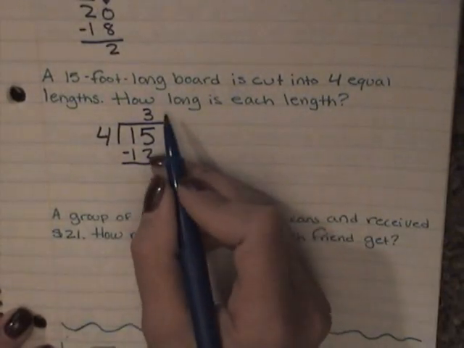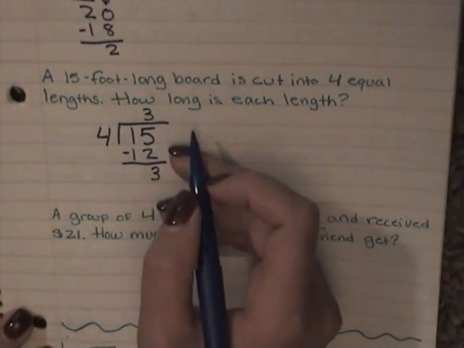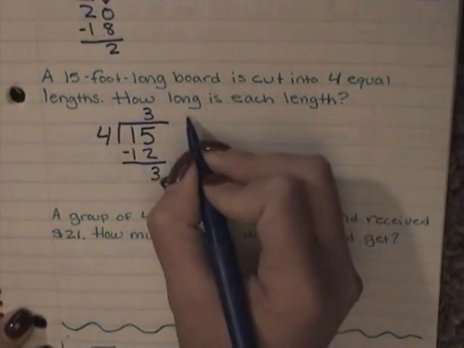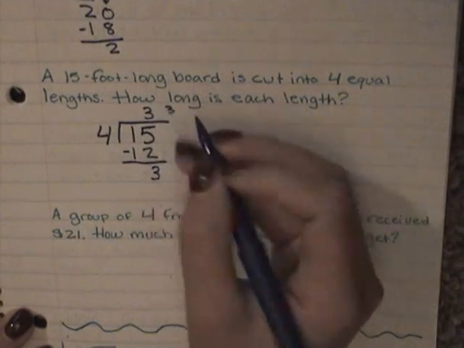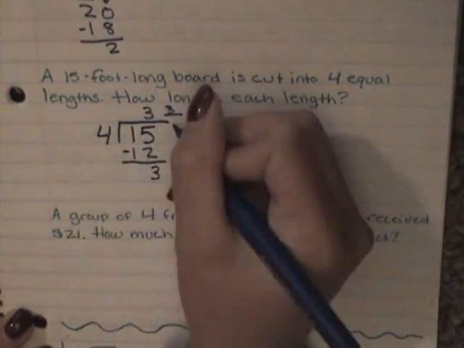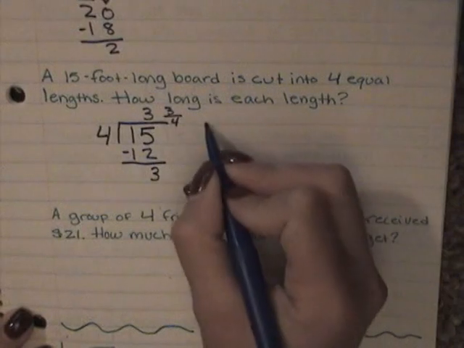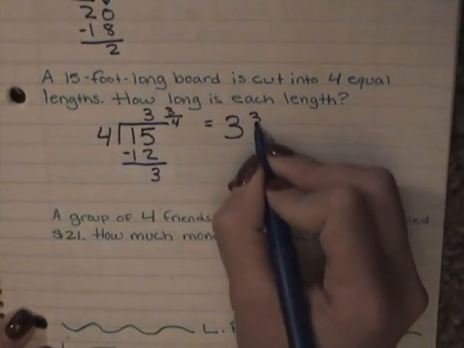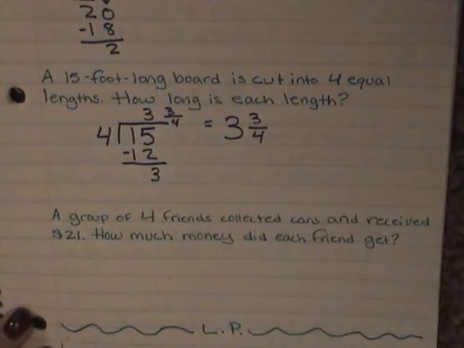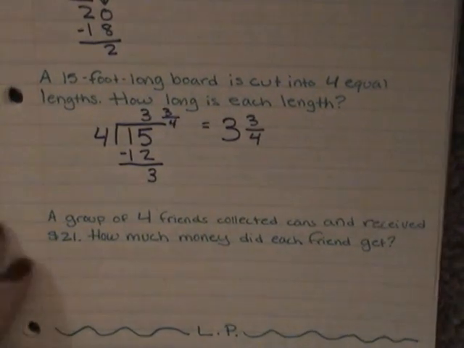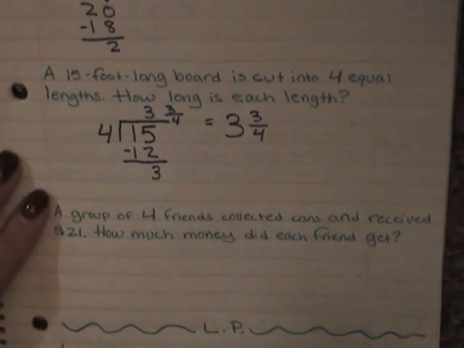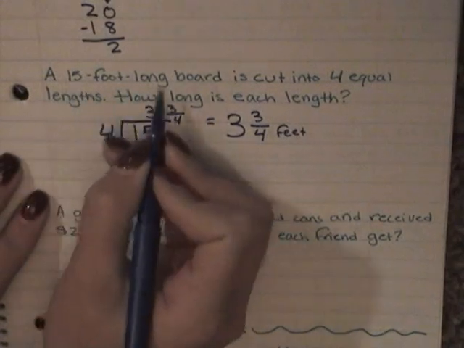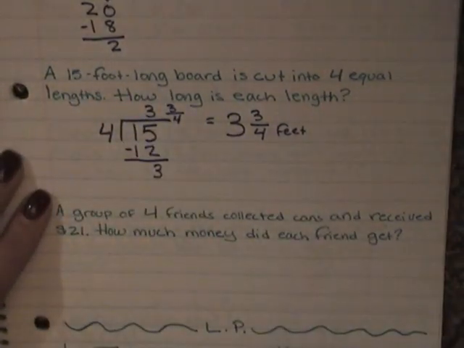Again, I would come up here and write remainder 3, but we want it as a mixed number. So, like before, my remainder, that 3, becomes my numerator, and my denominator is my 4. So my answer would be a whole 3 and 3/4. Your unit would be feet because it's a 15-foot long board. So your answer is 3 and 3/4 feet.